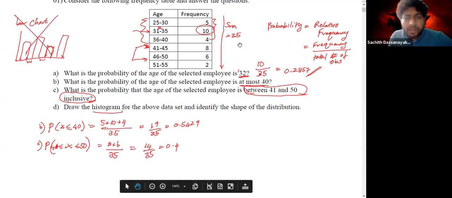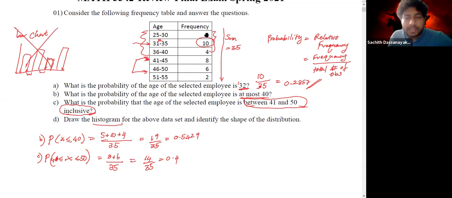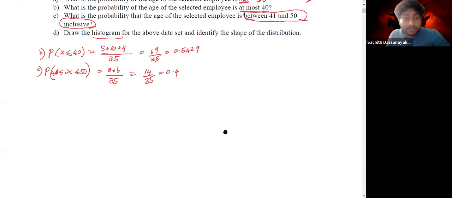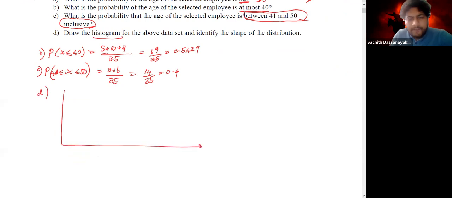You have to draw the histogram based on these values. You can see these frequencies: 5, 10, 4. It's like 5 to 10 increasing, again decreasing, increasing, decreasing, decreasing. Once you draw the histogram, that shape should be there. So this is age group, and this is frequency.